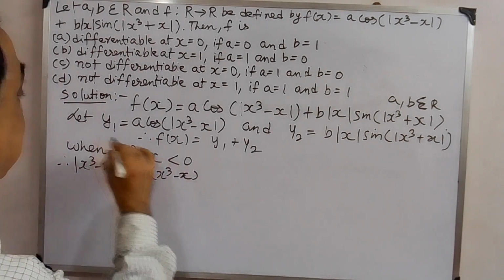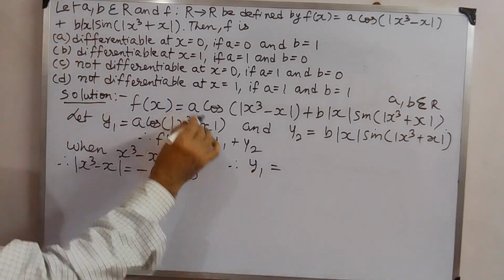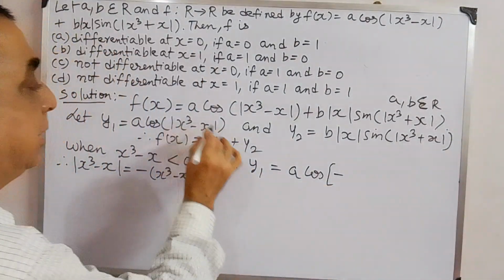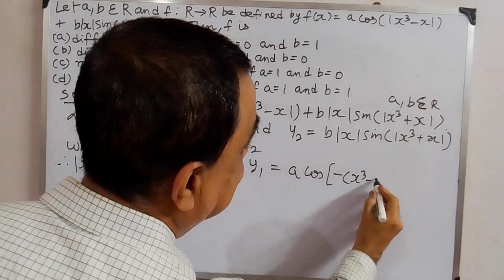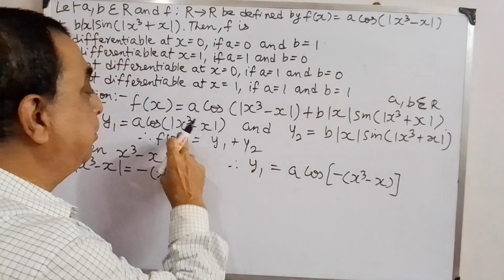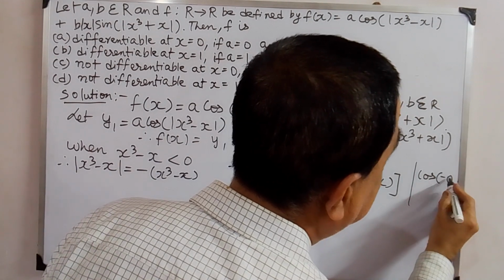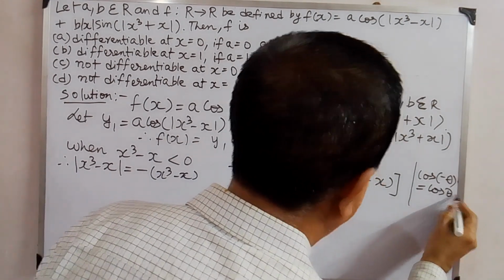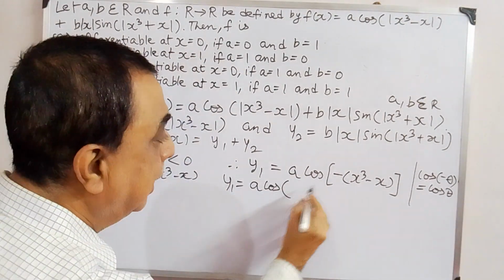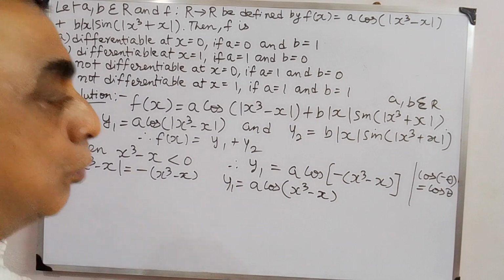So what will be y1? Y1 will be a cos of negative of x³ minus x, because the modulus is always positive, so it's the negative of this. And we know that cos of minus theta is equal to cos theta. So y1 will be equal to a cos of x³ minus x.